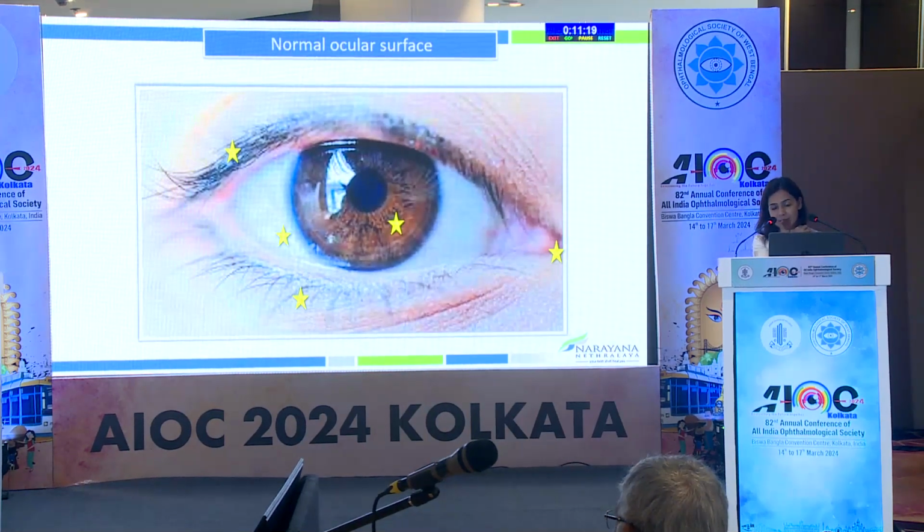And this may seem very basic, but there are certain things which we take for granted, including the direction of the upper and lower eyelashes, the lid margin, the luster of the ocular surface, be it the cornea or the conjunctiva, and the tarsal surface of the conjunctiva.